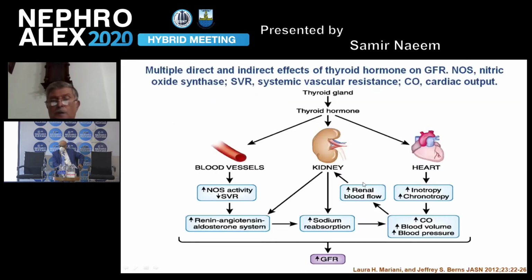And the mechanism of improvement, as I did mention, is clear, because thyroid hormone will lead to an increase in the renal blood flow by increasing nitric oxide activity. It will increase the cardiovascular effect, and it has a direct effect on the kidney with increase in the renin and increased sodium reabsorption. At the end of the day, there is improvement in GFR by thyroxine hormones.